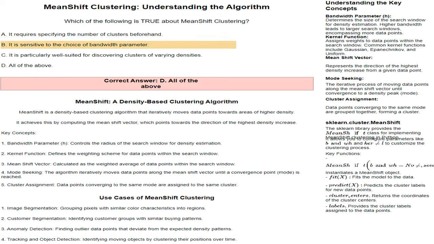It is sensitive to the choice of bandwidth parameter. True. The bandwidth parameter h controls the radius of the search window for density estimation. A well-chosen bandwidth is crucial for accurate clustering. This is explained in the text.